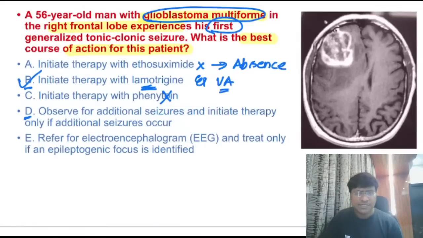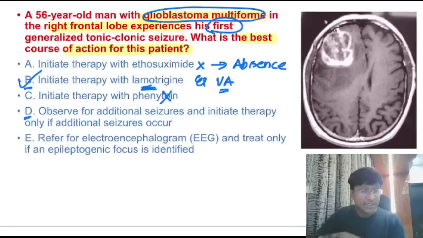Now, what about phenytoin? See, phenytoin was used once upon a time, when the newer drugs had not yet been identified. But now phenytoin is no longer used as first line therapy. Okay, so the correct answer is B. The correct answer is B.